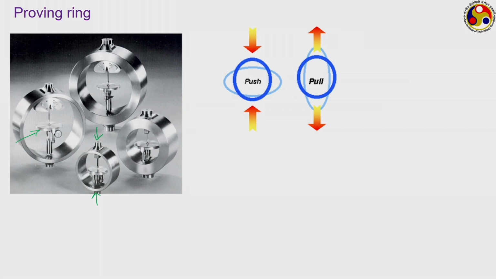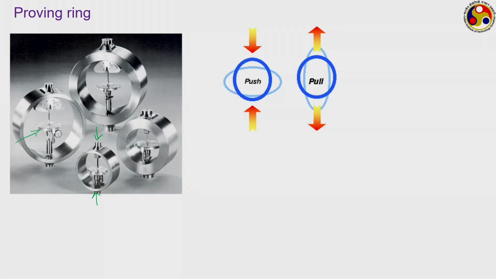LVDT being a quite common choice if we are looking for quite accurate proving rings, something of high accuracy. Proving rings are available in a wide range of sizes, like the picture I have shown here. There you can see there are 4 proving rings, and each of them has a different diameter. Similarly, we can design them with any possible dimensions. Each of them has its own range of forces, and accordingly we can get a quite wide range of force measurement.